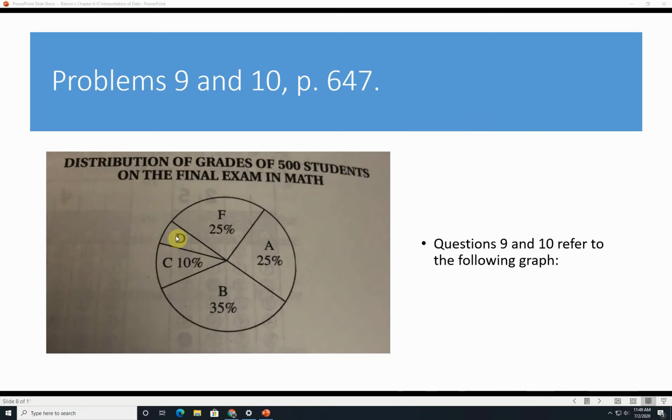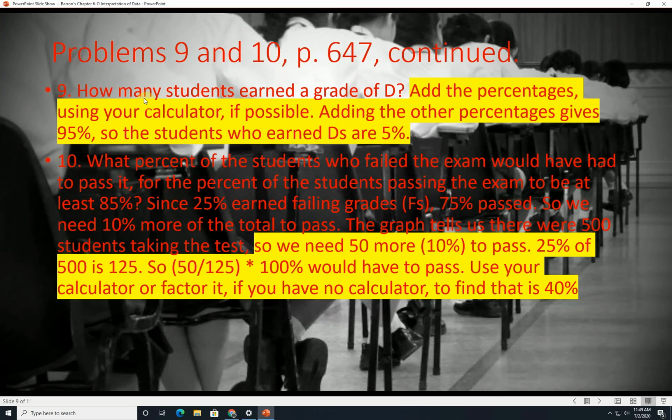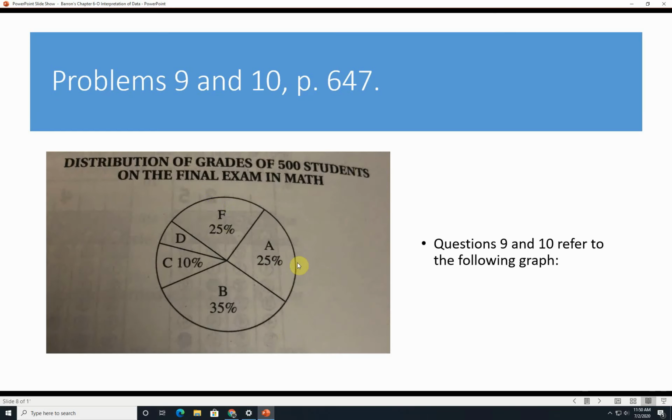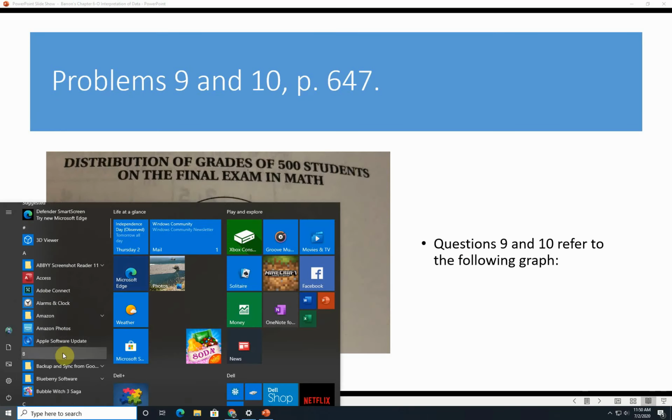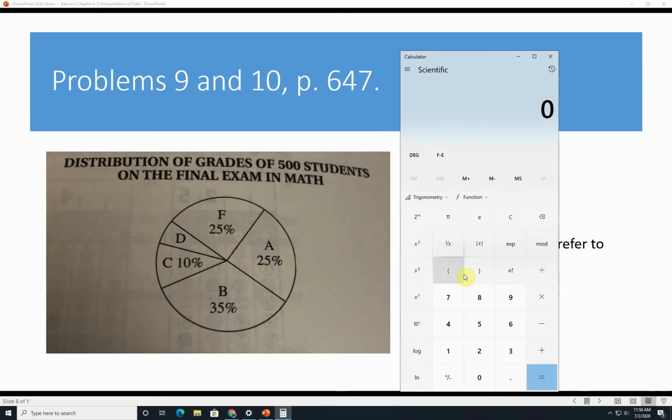Pretty sure without even looking at this that they're going to ask about that because notice they didn't give you the percentage there. All right, so let's take a look. How many students earned a grade of D? Oh, okay. So I only did the first part. I found out 5% earned a D, and they tell you it's 500 students. So, okay, let's get out the calculator again. And it's going to be 5%, so that's 0.05.